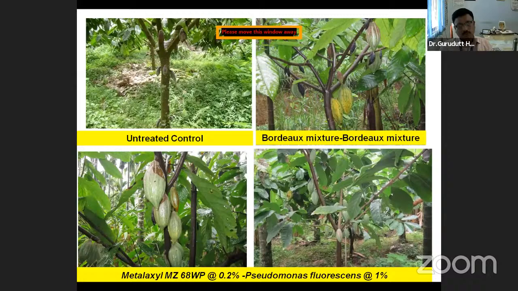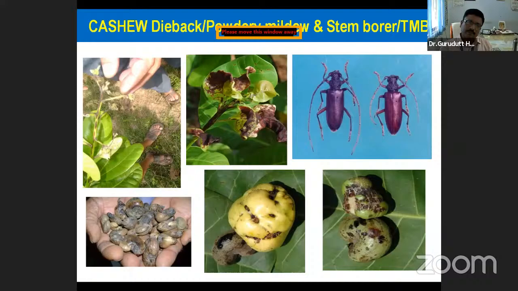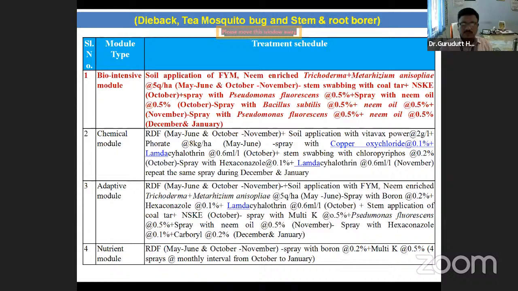And of course, cashew is also another major crop that is affected by many pests and diseases. And we have here the adaptive model, which consists of soil application of FYM-enriched Trichoderma plus Metarhizium, then spray with boron, hexaconazole, lambda-cyhalothrin, stem application of coal tar, NSKE (neem seed kernel extract), use of multi-clay, potassium fluorescence as a spray, Pseudomonas fluorescens as a spray.